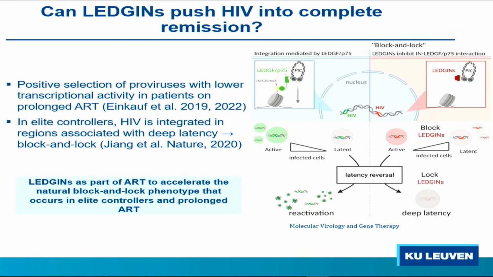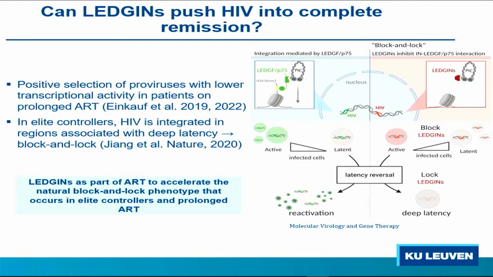Okay, so this brings us close to the end. Some conclusions. When we tried to publish a first paper on the block and lock in 2016, we got a lot of skepticism. People even said that it was unethical to propose a block and lock, because at that time people were trying to eradicate the virus and we were going to keep the virus, although in a latent state.